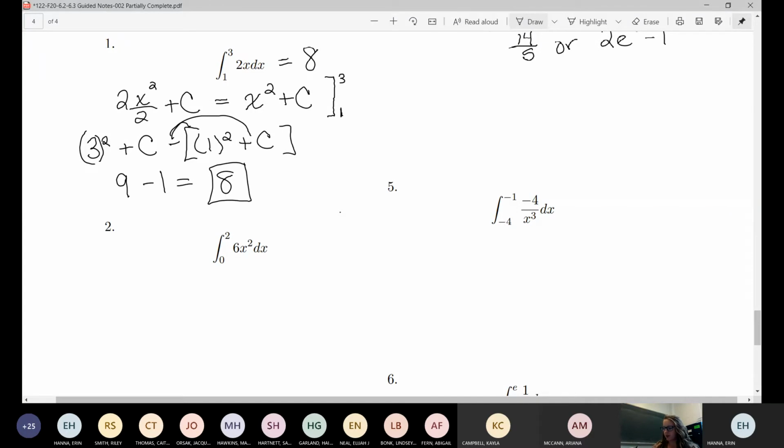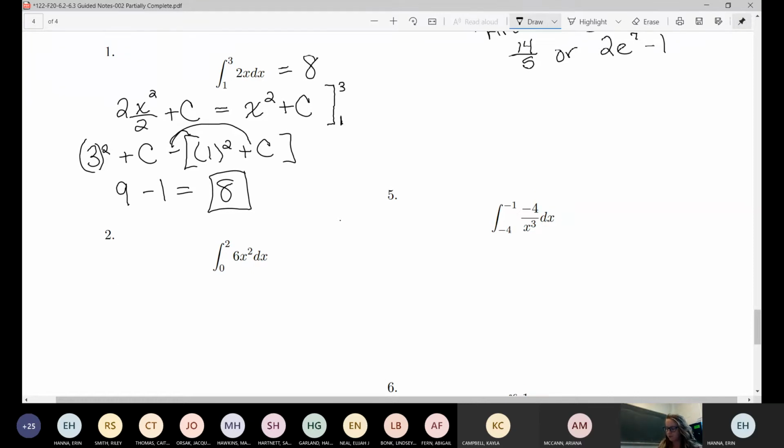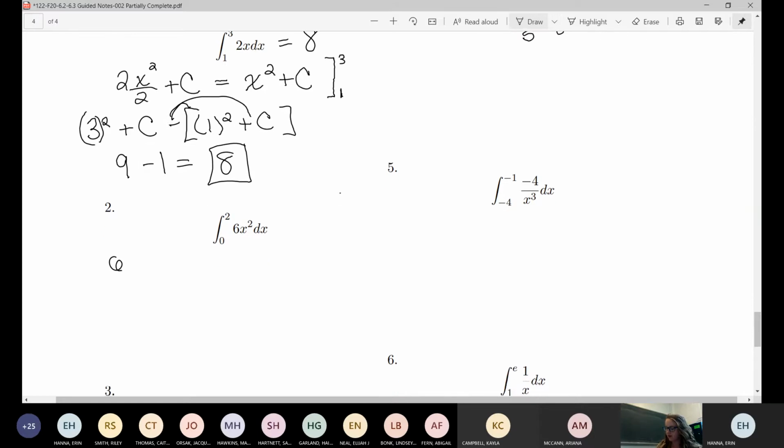If we look at this next one, we want the integral from 0 to 2 of 6x squared. The first thing we need is the general antiderivative. The 6 comes along for the ride. We have x squared, so we have to add 1 to the power and divide by the new power. So x cubed over 3 plus c. So 2x cubed plus c. And we need to go from 0 to 2.